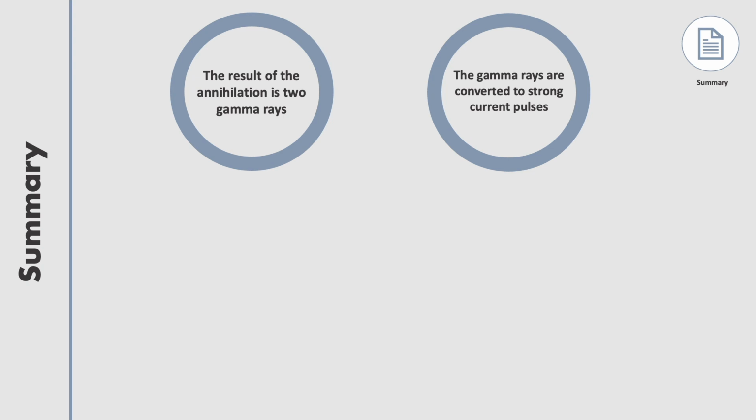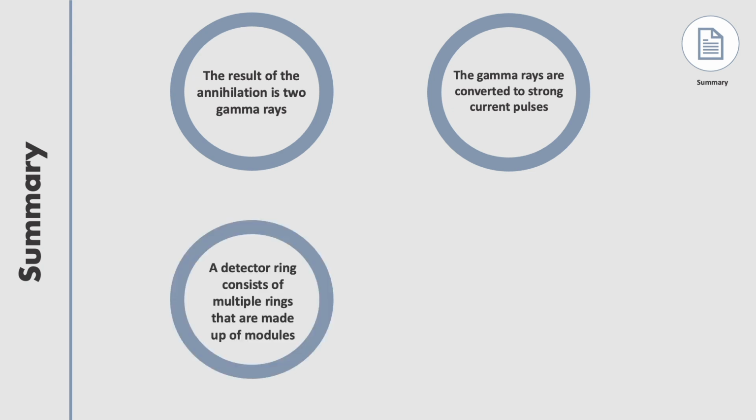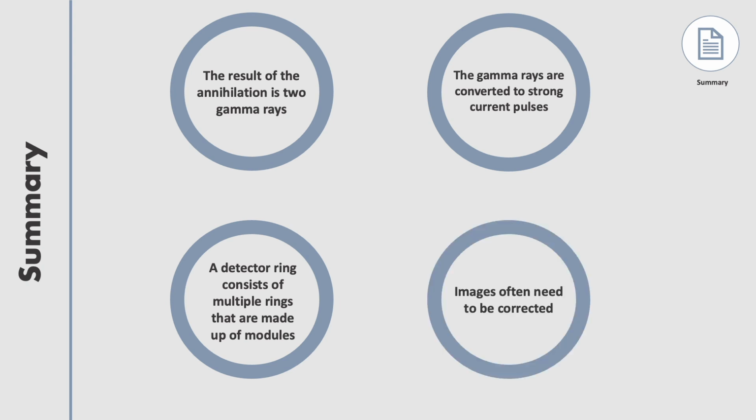Let's sum up what we learned today. The result of a positron and an electron annihilating each other is 2 gamma rays. The gamma rays are absorbed by scintillators and are converted to strong current pulses. A detector ring consists of multiple rings that are made up of modules. The images almost always need to be corrected in order to receive accurate quantitative information.